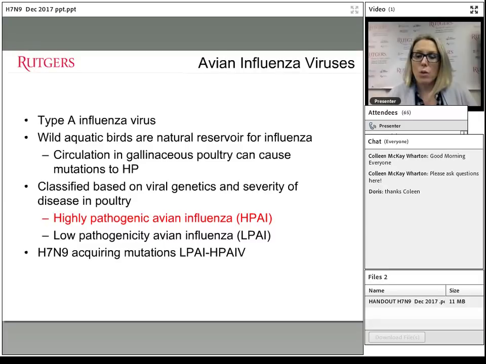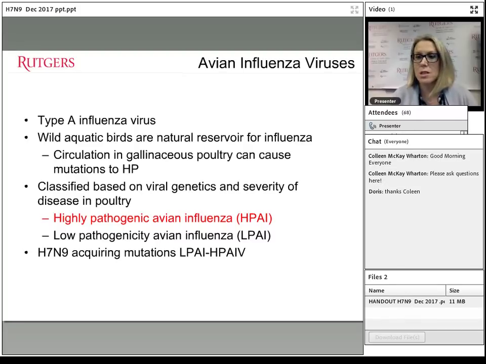What's really concerning with the current outbreak in China is that this outbreak has been going on since 2013, but a lot of the H7N9 viruses are starting to acquire mutations that are changing their category from low pathogenicity to the highly pathogenic versions. This is more of a concern in terms of the avian population than for humans, and we'll talk about that in a little bit. But it's also a potential economic issue.